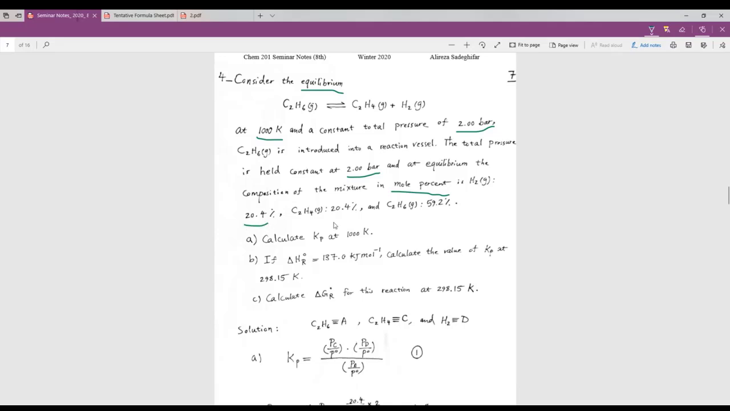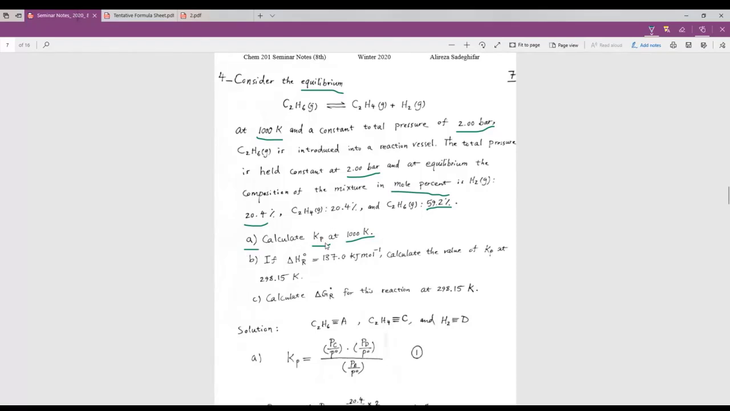are these amounts. So in mole percent, for H2 gas it's 20.4%. For C2H4, it's 20.4, same as H2, but for C2H6 gas, in the gas phase, it's 59.2%. Calculate Kp, the equilibrium constant, at 1000 Kelvin. That's the first part of the question, part A.